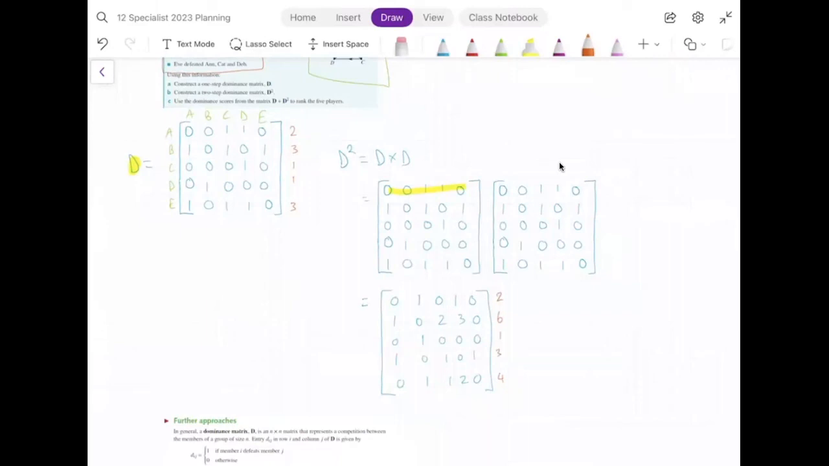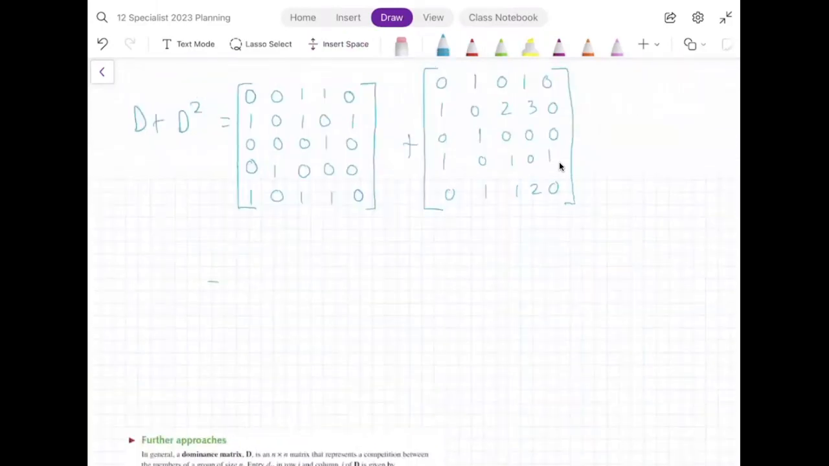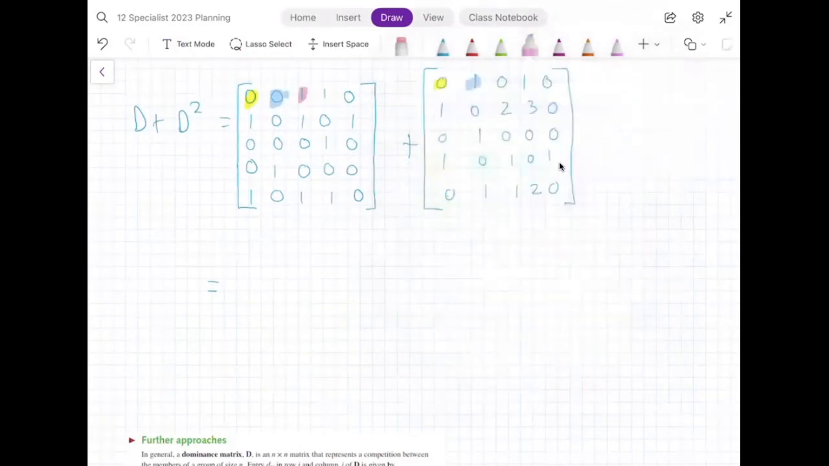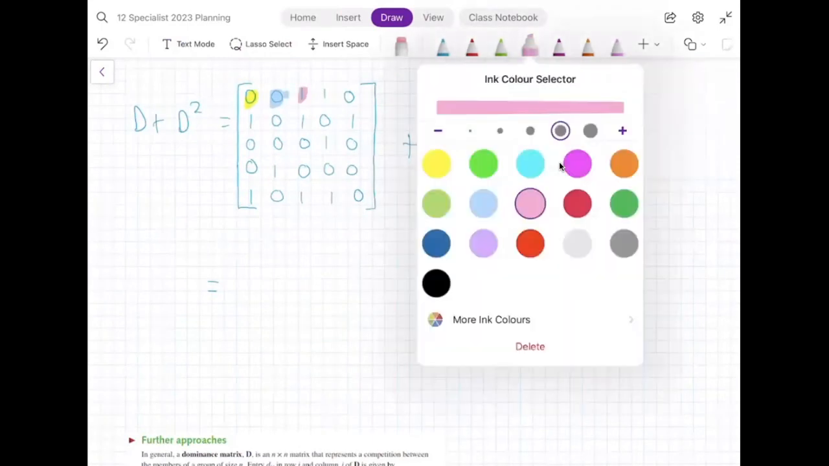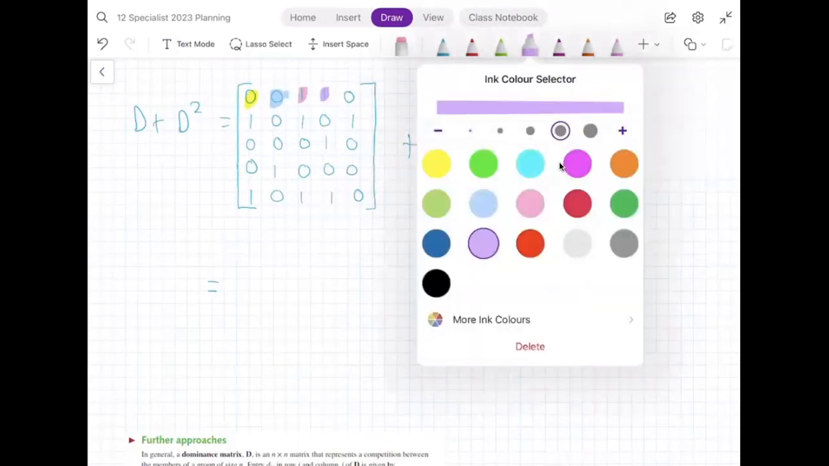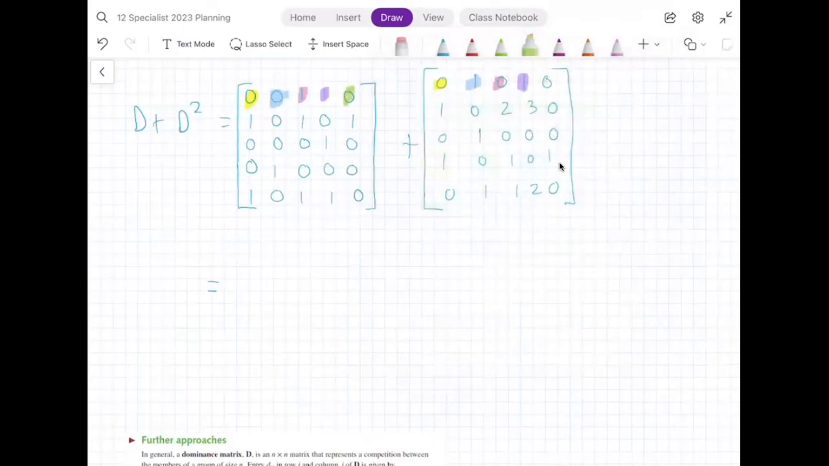So to make this make sense, I need to add D plus D squared to actually get a true ranking system. So if I have D plus D squared, again, I'm just adding my corresponding elements. So it's going to be 0 plus 0 for my first one. Then it's going to be 0 plus 1. And then I'm going to do 1 plus 0. And then I'm going to keep on going. That's going to be 1 plus 1, so it's going to give 2. And I'm going to have 0 plus 0 on the end here.